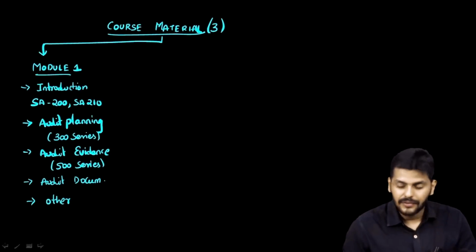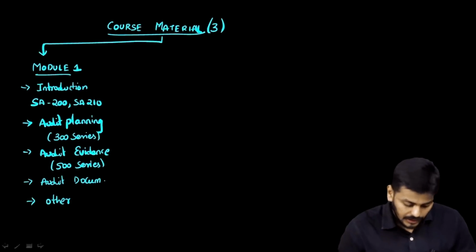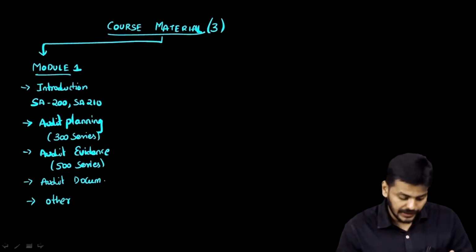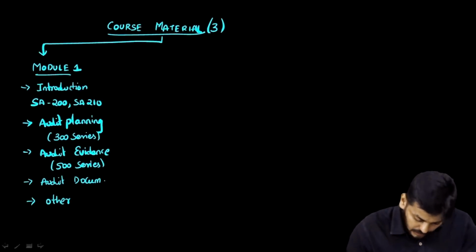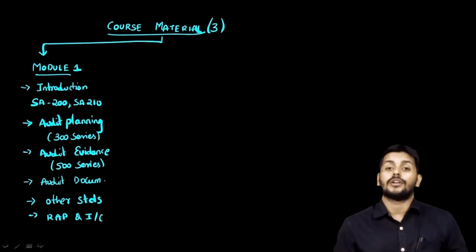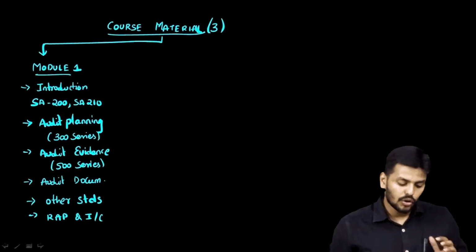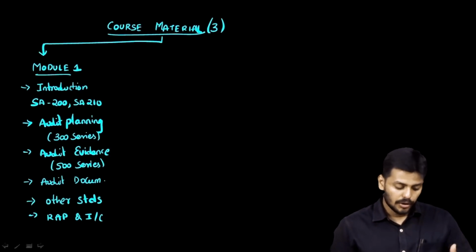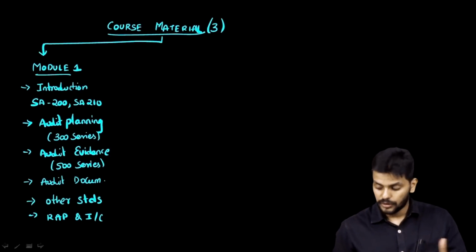So it's going to be the first module exclusively going to be about standards and all the allied topics relating to internal control. So all of that, other standards and risk assessment procedures and internal control topics, where we will be talking about audit risk and internal audit. So all those topics are going to be covered in module 1. So this is the coverage of module 1.